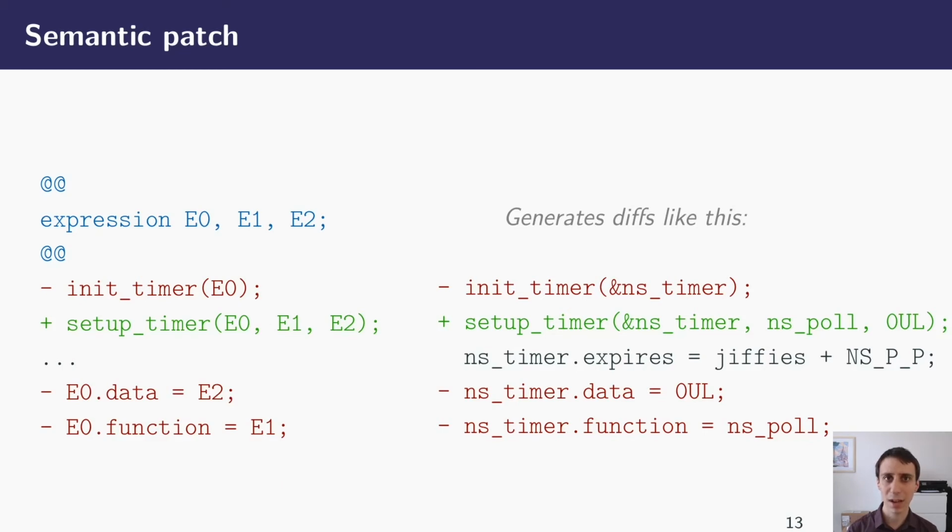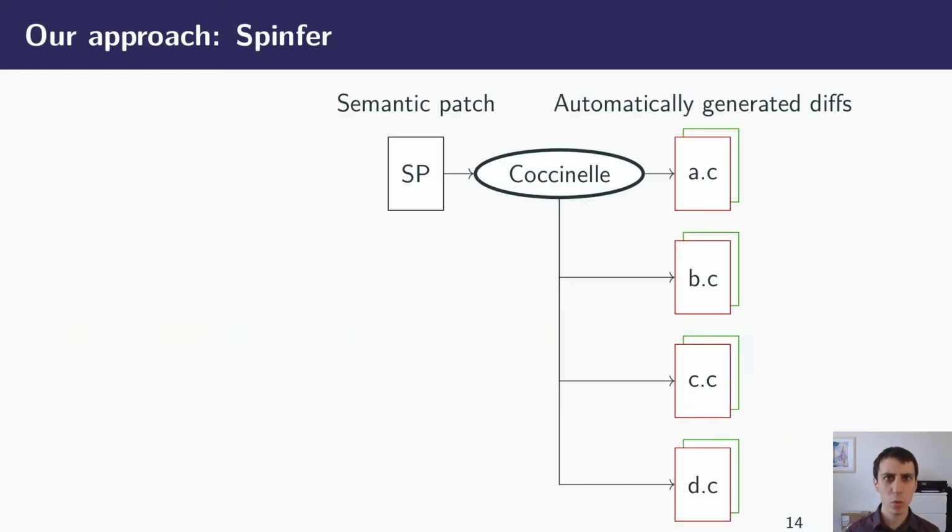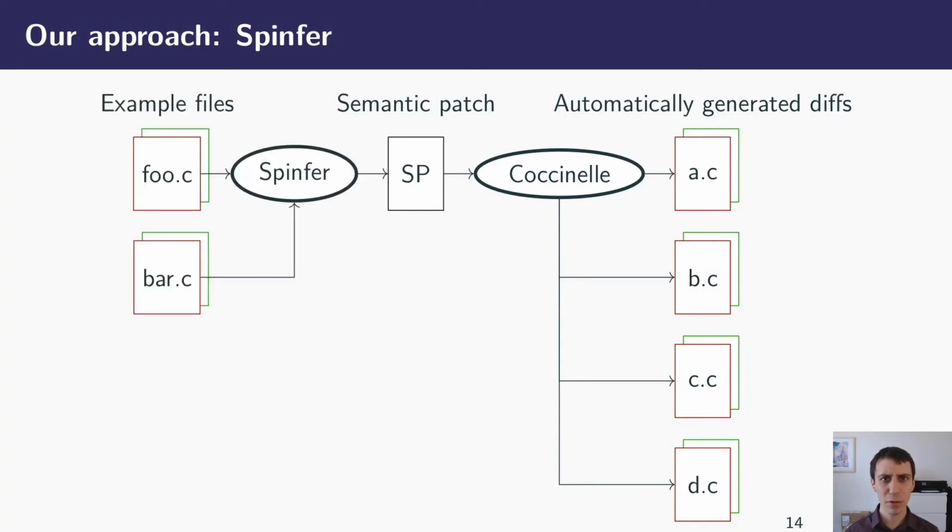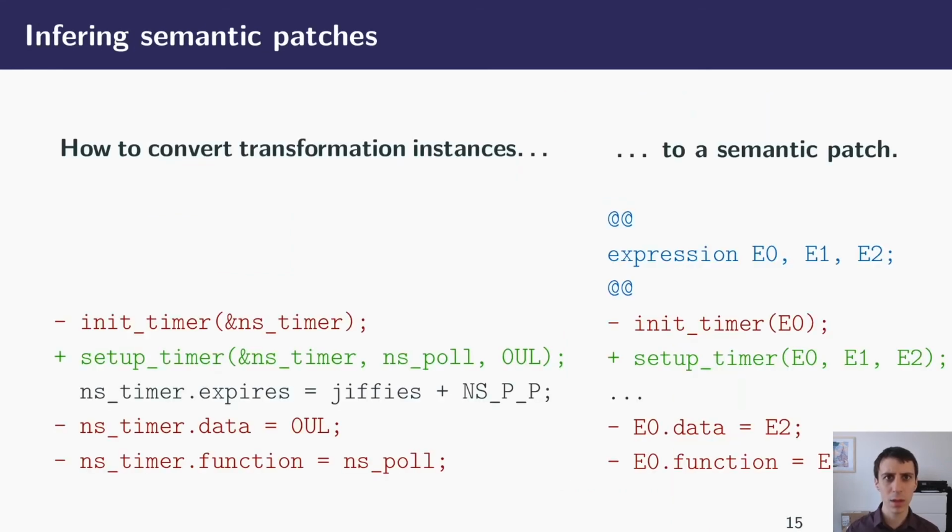In our approach, we want to generate a semantic patch. So we take examples of transformations as an input and then feed them to the Spinfer engine, which generates a semantic patch. Then the developer can check the semantic patch, fix it if it's wrong, and pass it to Coccinelle to generate concrete changes. So the question is how Spinfer works, or more precisely, how to get from transformation instances to a valid semantic patch like the one on the right.